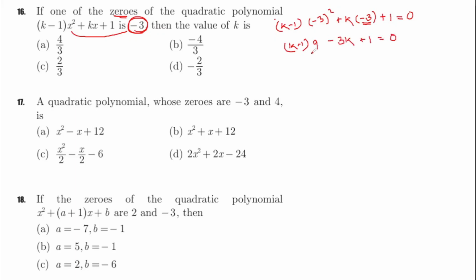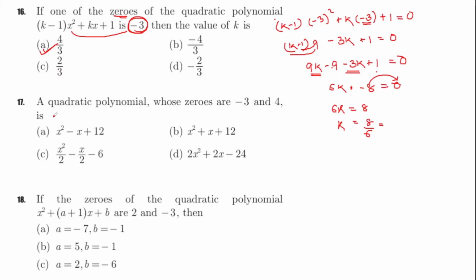If we open the brackets, that gives you 9k minus 9 minus 3k plus 1, and that equals 0. Taking the similar terms, 9k minus 3k gives you 6k, and minus 9 plus 1 gives you minus 8, and that is 0. So 6k is equal to, moving minus 8 to the right-hand side, plus 8, and k is equal to 8 by 6, which ultimately gives you 4 by 3. I hope this question is clear to you.